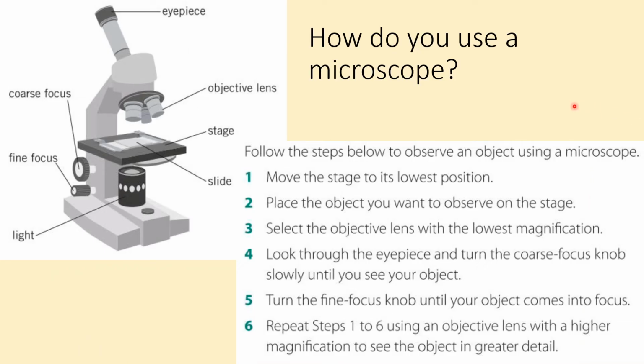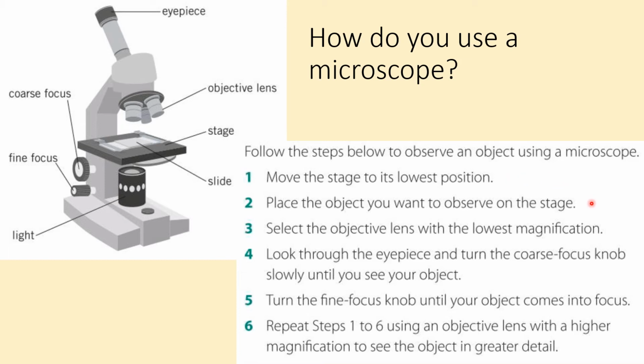So how do you use a microscope? Now, this microscope is slightly different to the ones we use at school, because here it's the stage that moves up and down, whereas at school it's the body tube and all the lenses that move up and down. So the instructions are slightly different, but other than that, they are completely applicable. So follow the steps below to observe an object using a microscope. Move the stage to its lowest position. Now we would move the objective lens to its lowest position.